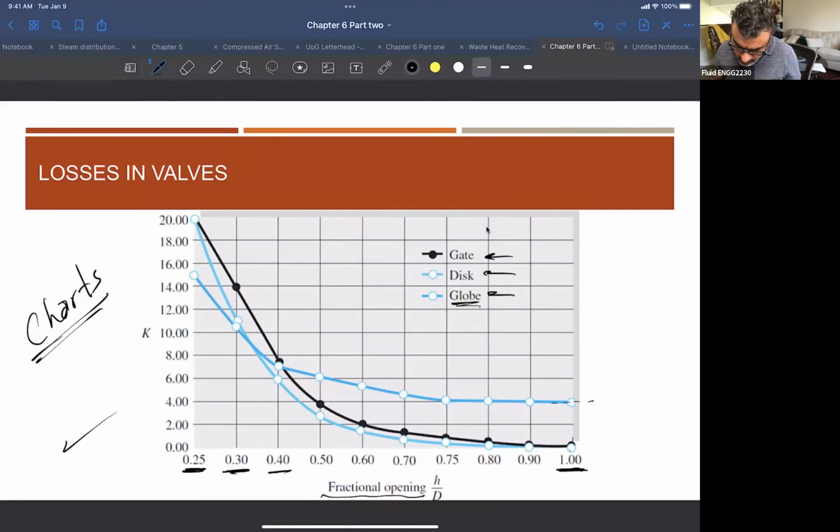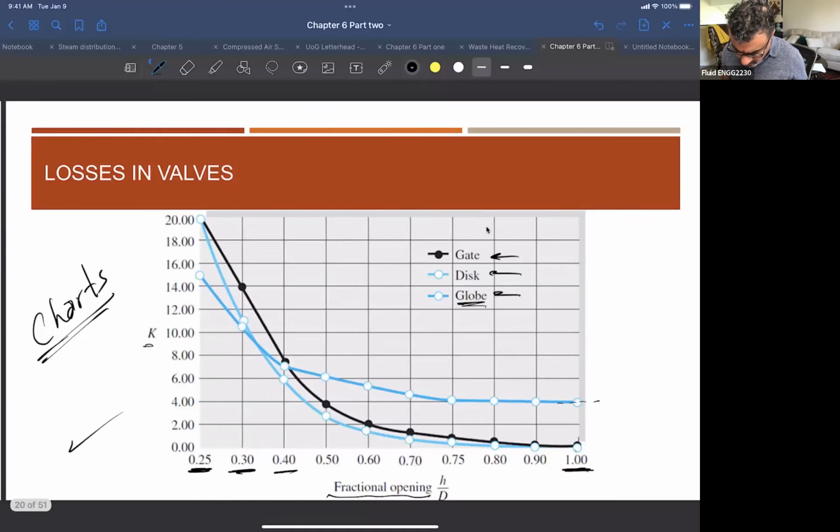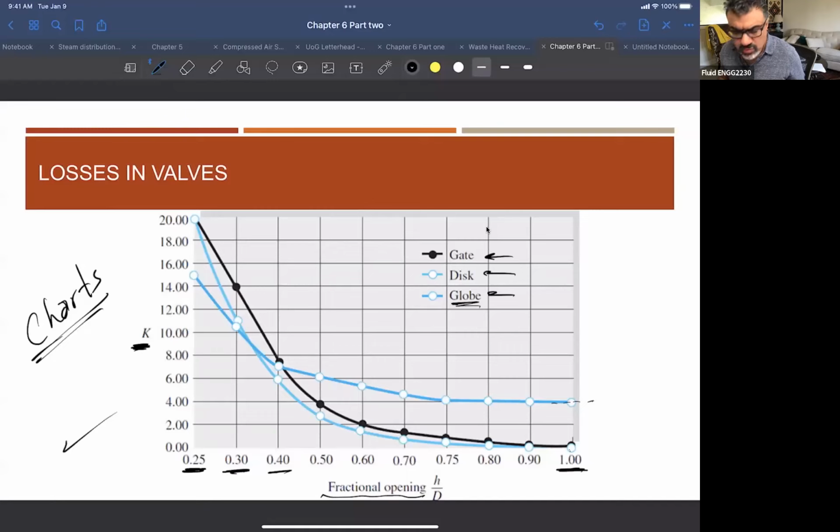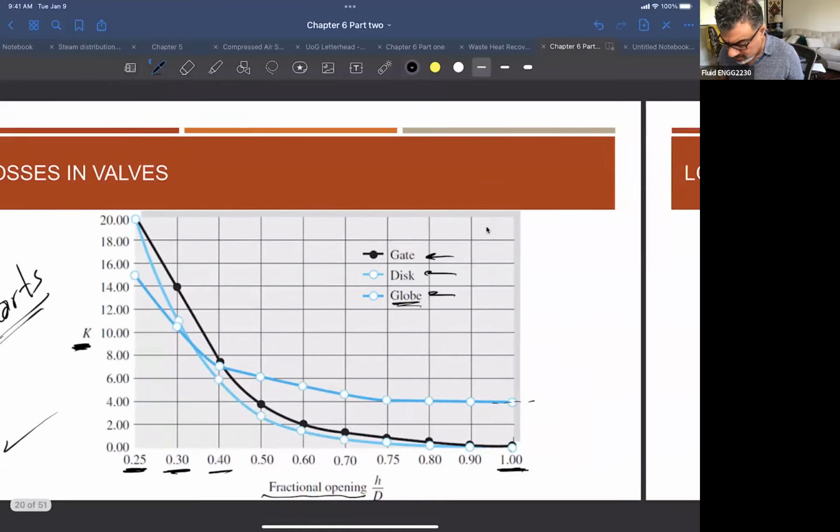Those are not the only charts, and those are not the only numbers. Those are just a sample of what is available in the field and in the commercial field. So you just need to find the right chart or table that you can use for these loss coefficients in order to determine the eddy losses in the system.